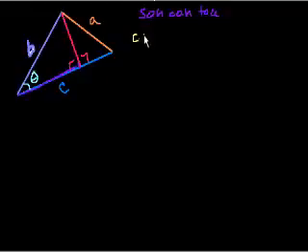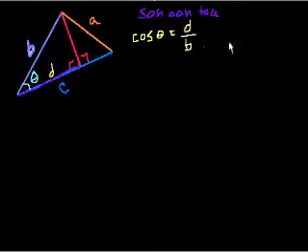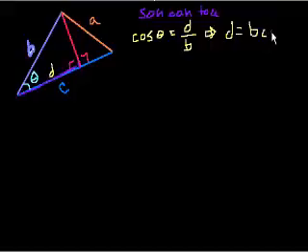We know that cosine of theta. Let's call this kind of subside, let's call this D. Side D. We know that cosine of theta is equal to D over B, right? And we know B. So D is equal to B cosine theta.